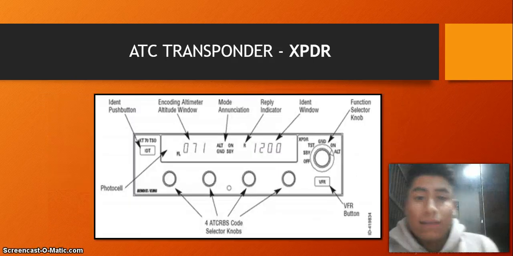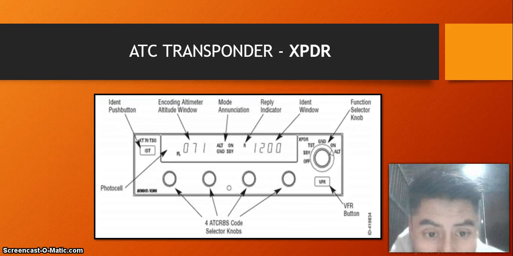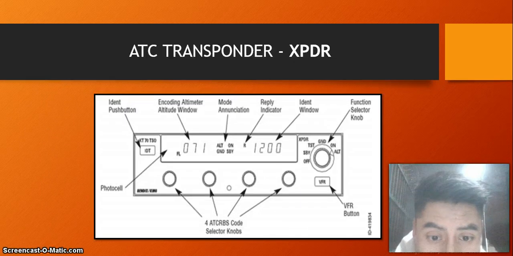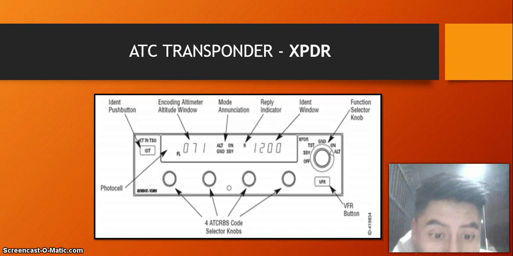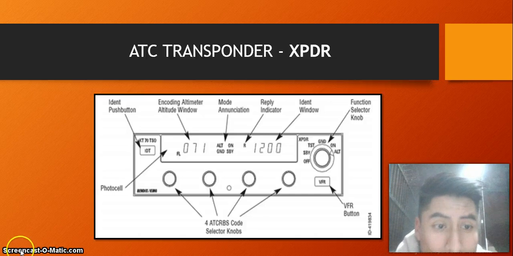Well, next we have the XPDR. This is important to mention: the model in the workshop is a KT76A, manufactured by the American brand Bendix King. Likewise, the transponder only has working modes A and C. Okay, we have the ident push button.